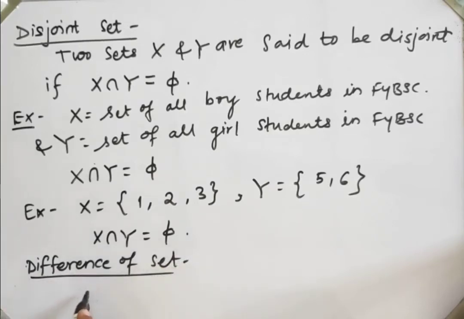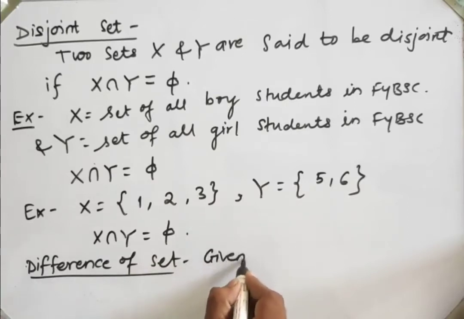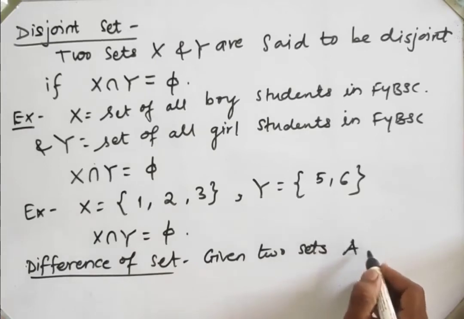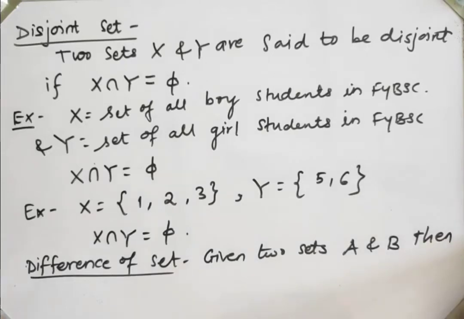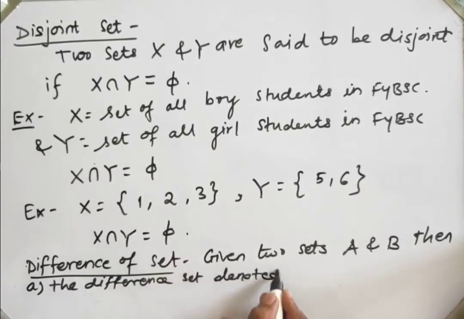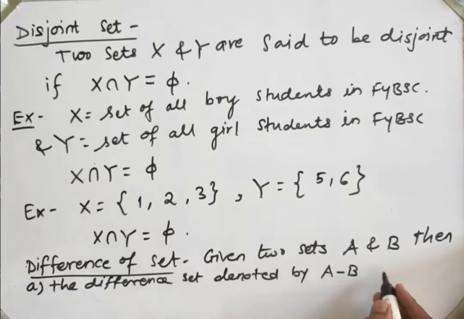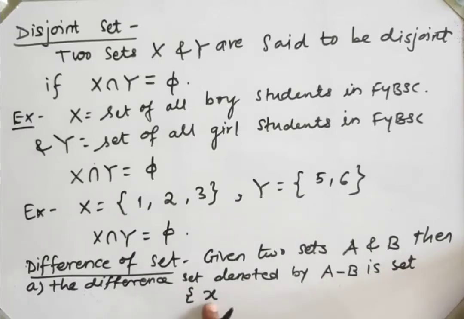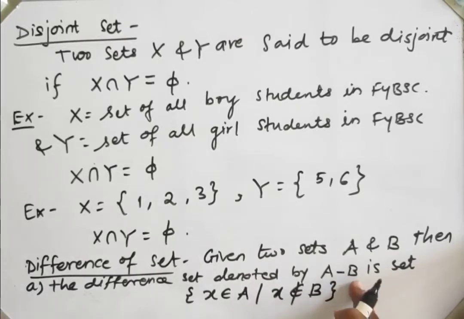So definition: given two sets A and B, the first property is the difference set, denoted by A minus B. The difference set A minus B is the set of all elements X that belong to A but X does not belong to B.